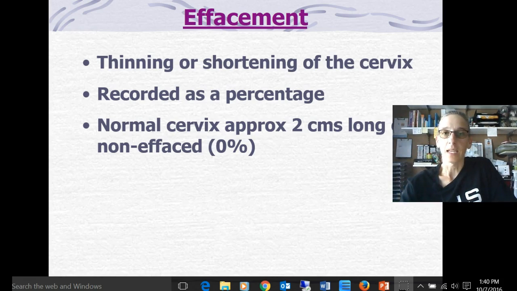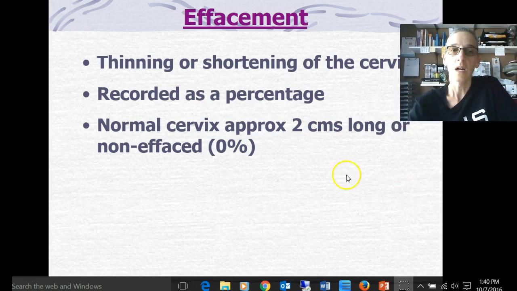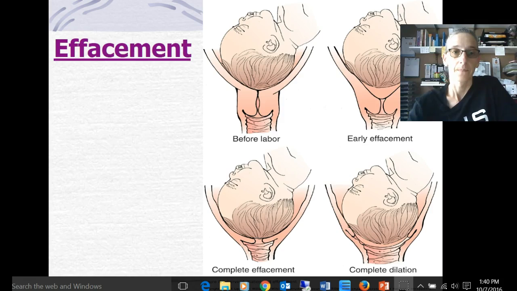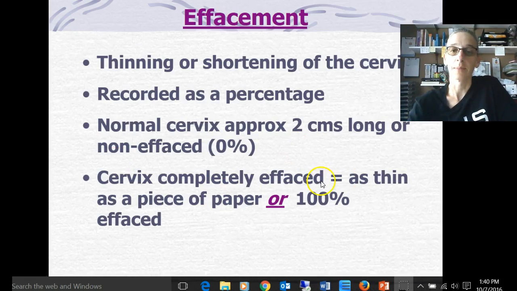So effacement is the thinning or shortening of the cervix. It is recorded as a percentage. They will say you are 20% effaced, 50% effaced, 100% effaced. A normal cervix is approximately 2 centimeters long, or non-effaced at 0%. When the cervix is completely effaced, it's as thin as a piece of paper or 100% effaced. Okay, so that means it's very thinned out. So we went from about 2 centimeters in length to being as thin as a piece of paper, and that would be 100% effaced.